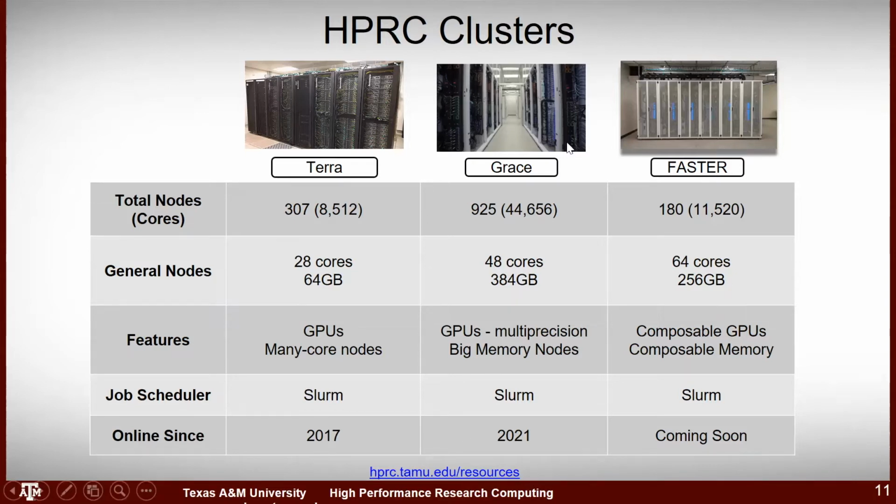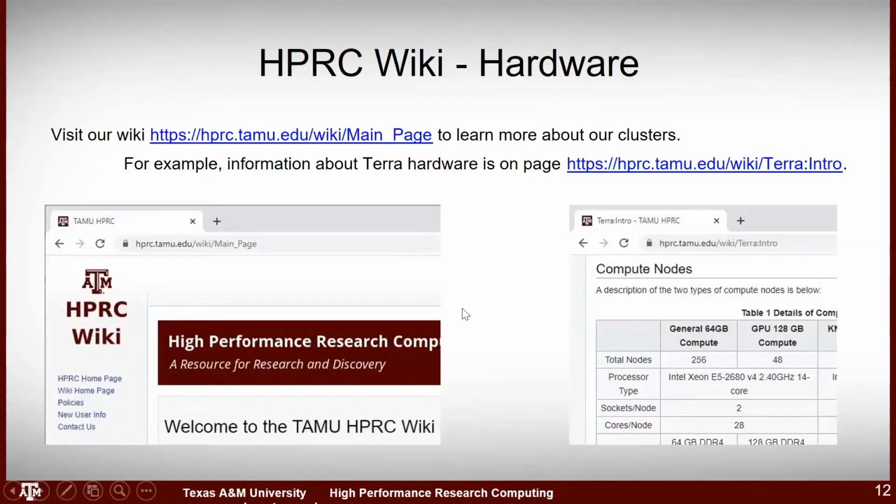If you wanted to check these facts, you would go back to the webpage or the wiki. They both have these same facts. So here's me showing you that if you went to the wiki, you could find these same facts. On the left, I have the main page, a little snippet of it. And on the right, I've navigated to the Terra intro page, which says, here are some fun facts about Terra. You can see there's a table with facts like how many nodes, and how many cores and how much memory are on each node in the Terra cluster. And there's one for Grace and one for Faster.